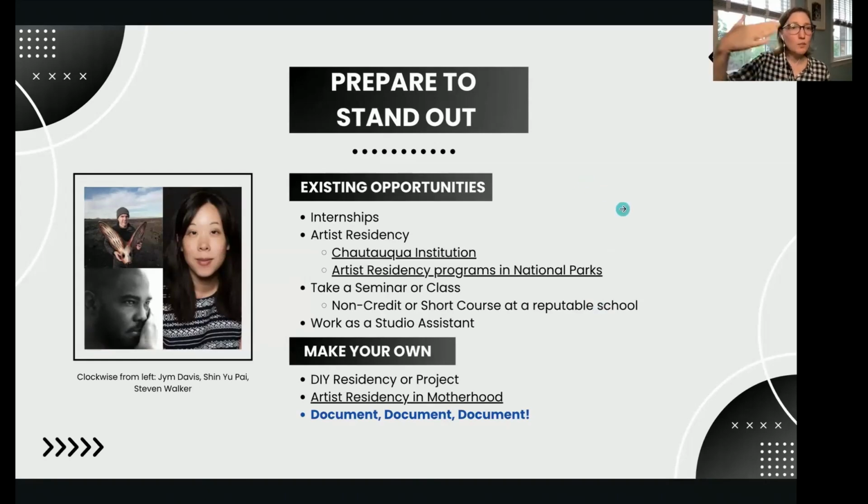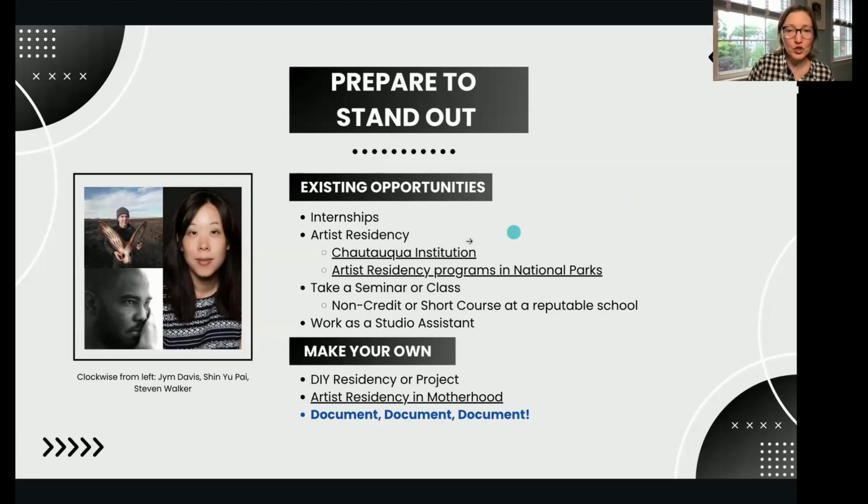Okay, we also want to impress the future person who's looking at our job application, so prepare to stand out. You can take advantage of existing opportunities like internships. Have a look on your college website for an internship you could participate in, or some of the job banks that I link later have internship opportunities. You could complete an artist residency, which is a fabulous opportunity to both grow your personal practice and your portfolio and to network, which is really good.